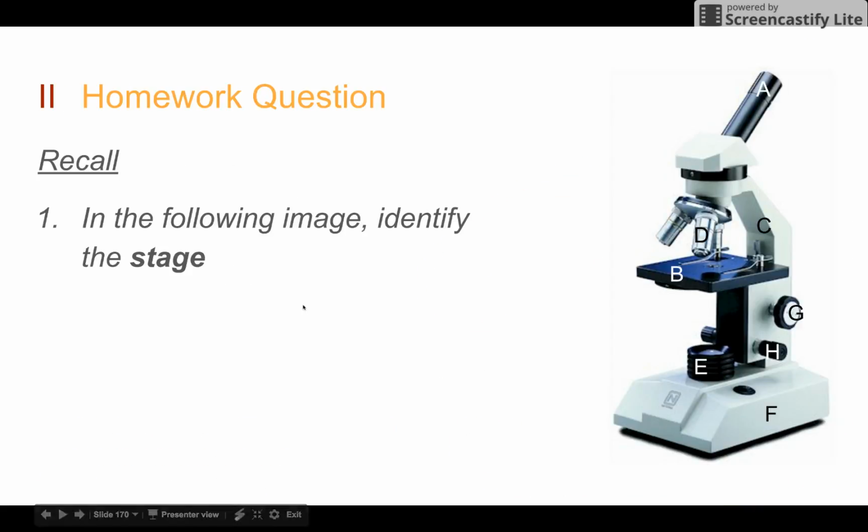Okay, homework question number 1. In the following image, identify the stage. Which letter represents the stage? Homework question number 2. In the following image, identify the ocular lens. Which letter represents the ocular lens or eyepiece? Homework question number 3. In the following image, identify the arm. Which letter indicates the arm?